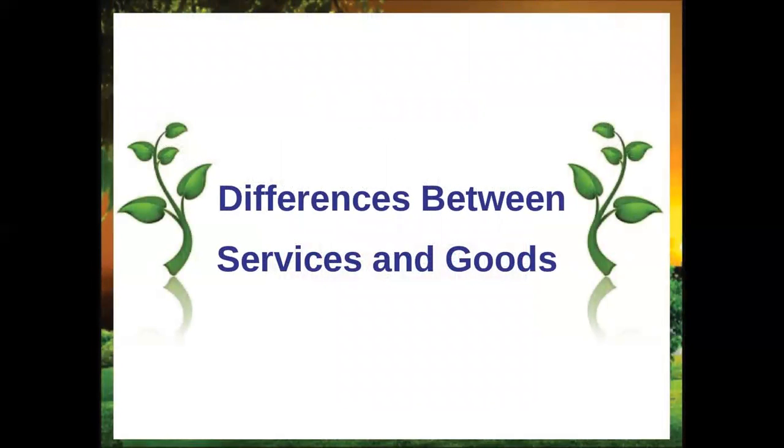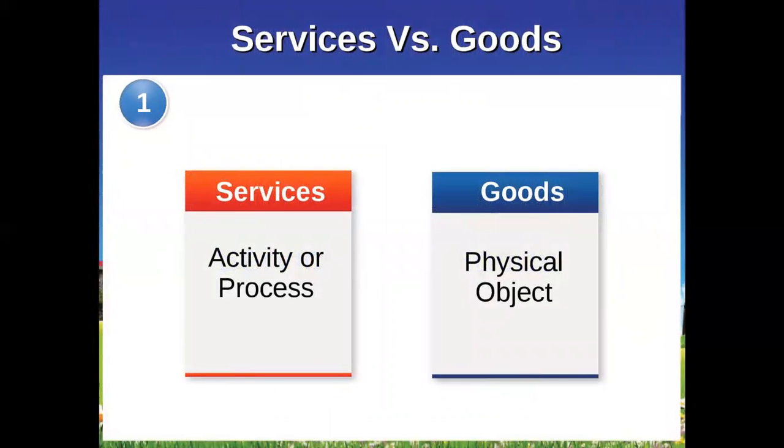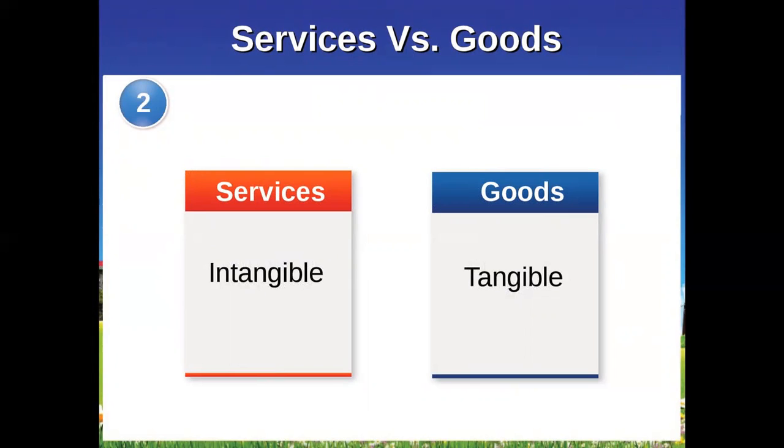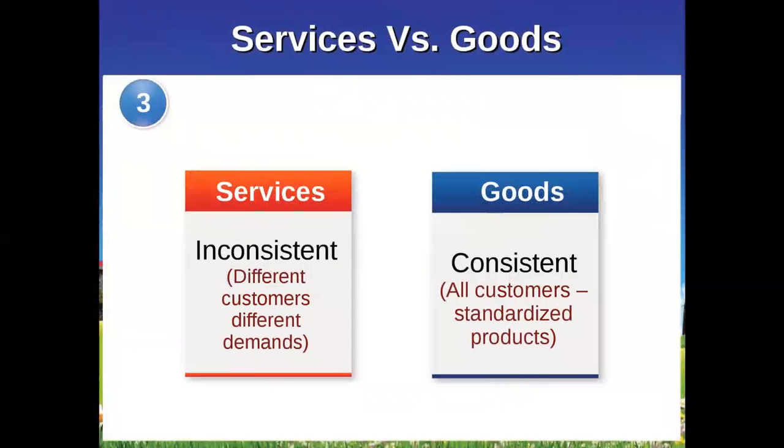Now let us try to differentiate. By now you can yourself differentiate, but let me give you some idea. Services are an activity or a process, and goods are a physical object. Services are intangible, goods are tangible, you can touch them and feel them, while in services you cannot see or touch. Services are inconsistent, with different customers having different demands. Goods are consistent. If I buy a pack of biscuits, maybe Dark Fantasy or Parle G, you will also buy the same. It's a standardized product. The same product we both will get, so consistency is there.